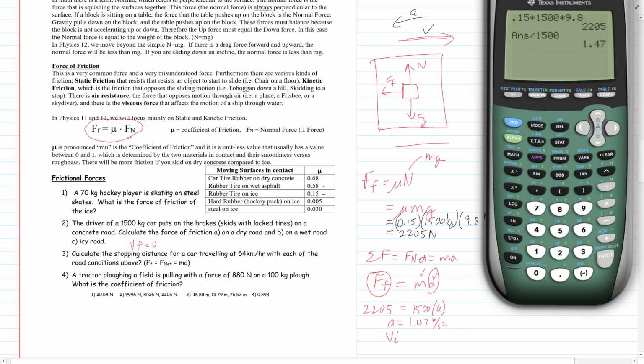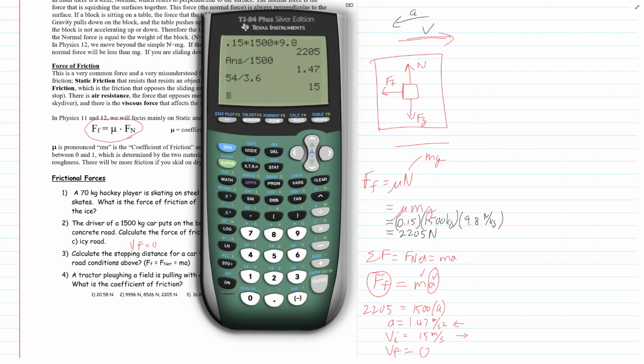The initial speed in number 3 is at 54 kilometers an hour. And 54 divided by 3.6 is 15 meters per second. So this way, and it's that way. The final speed is 0. So we just have to calculate the stopping distance. This is part of number 3.